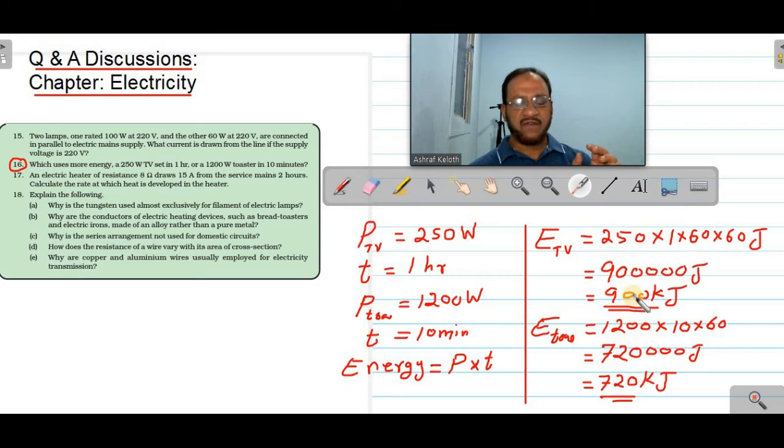The reason is that we are using TV for a long period of time, and we have this idea in our mind, it is a low power device, so it won't consume much energy. But energy consumed also depends on the duration of time we are using the TV. Usually a low power device like TV we continuously use for 4 hours, 5 hours, so the energy consumed will be normally very high. The next question number 17.